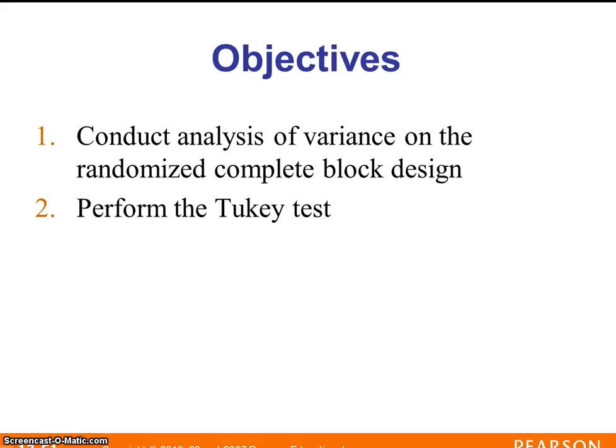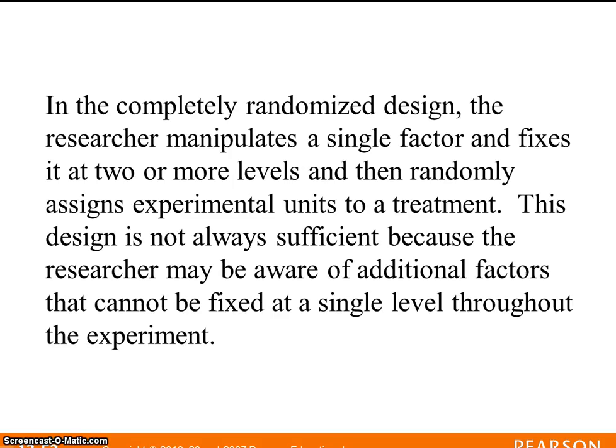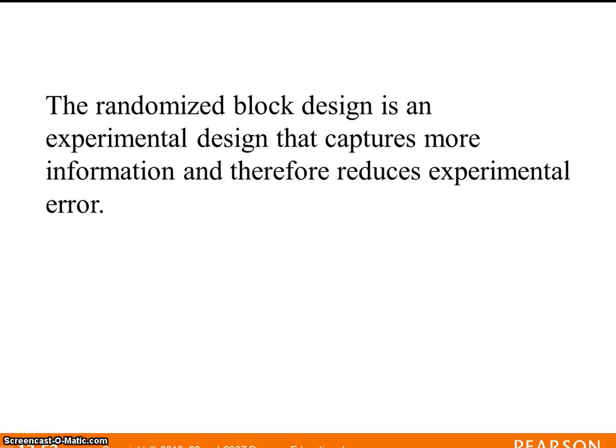the last section 13.2. So in a completely randomized design, the researcher manipulates a single factor and fixes it at 2 or more levels, and then randomly assigns experimental units to a treatment. This is not always sufficient because the researcher may be aware of additional factors that cannot be fixed at a single level throughout the experiment. So the randomized block design is an experimental design that captures more information and therefore reduces experimental error.